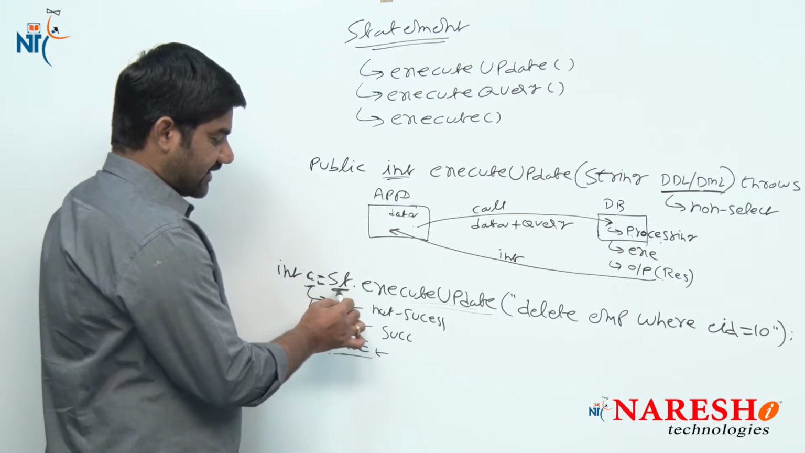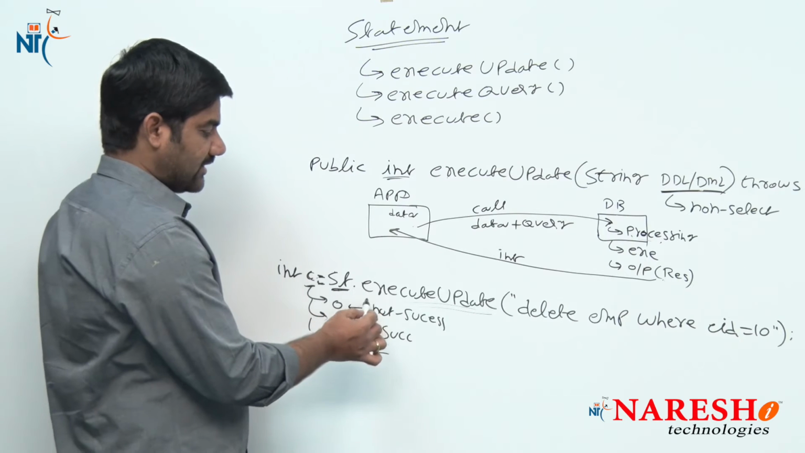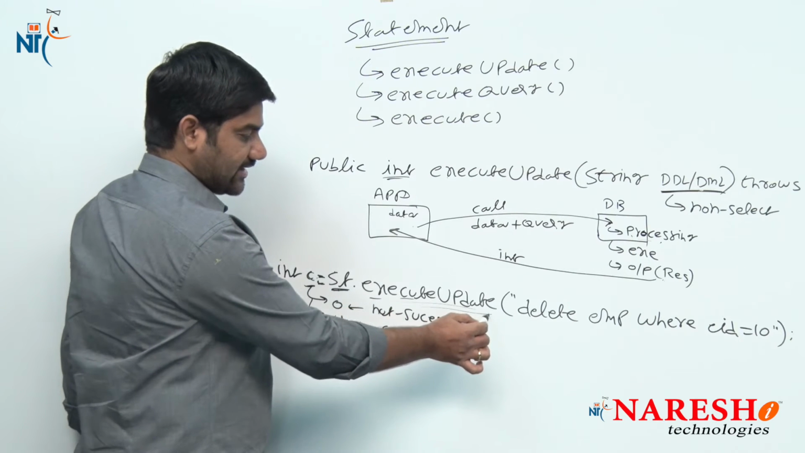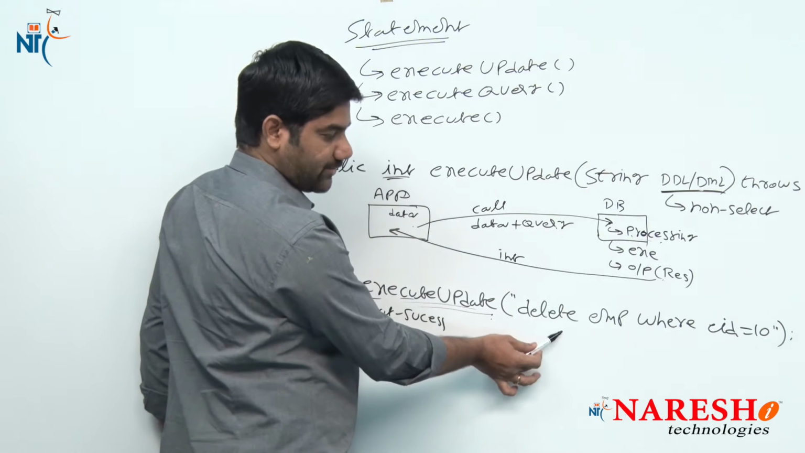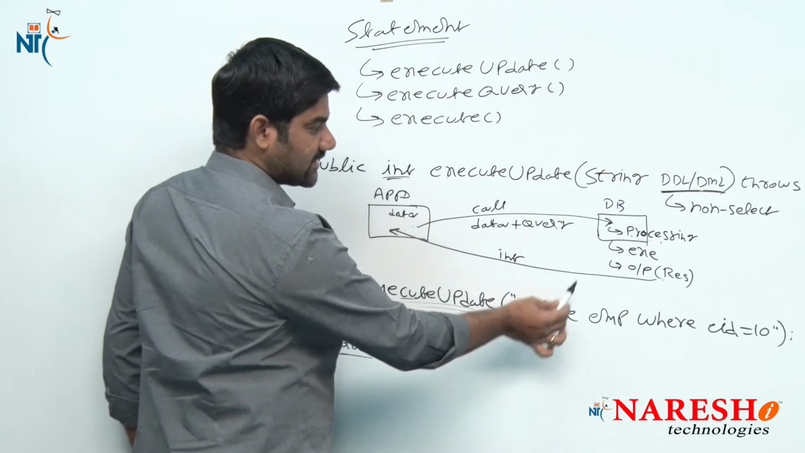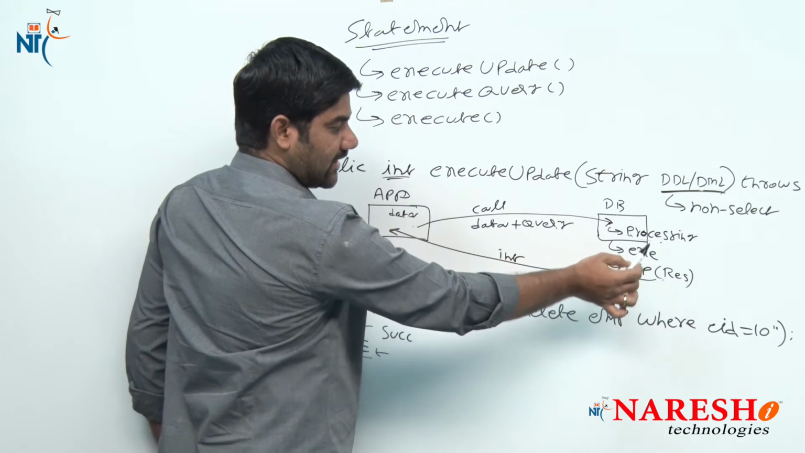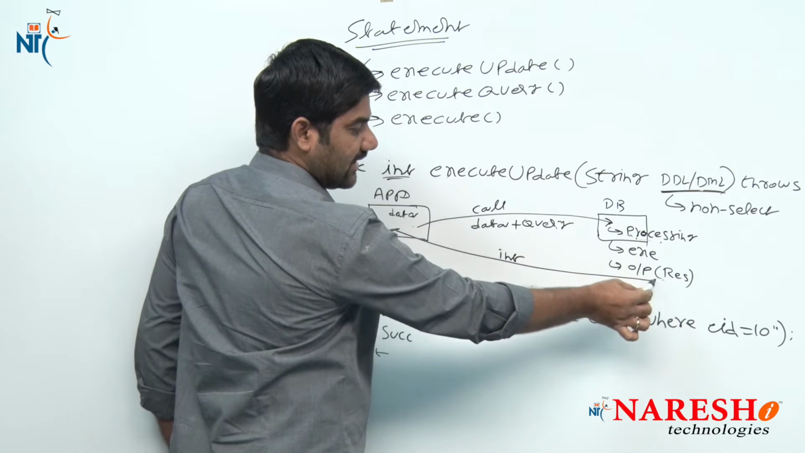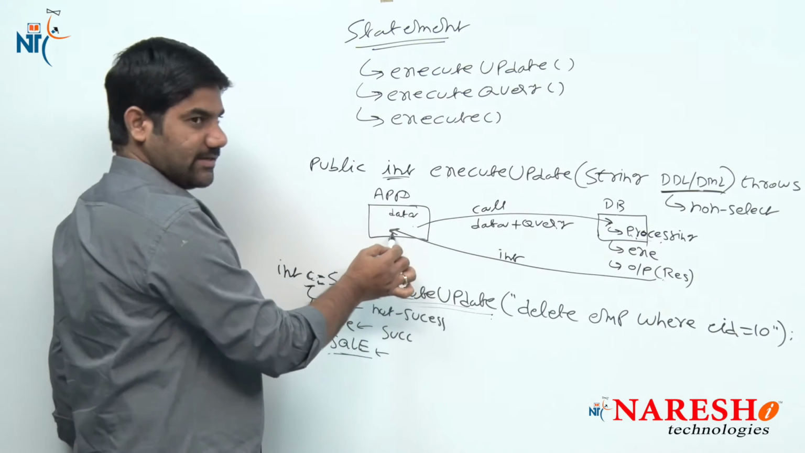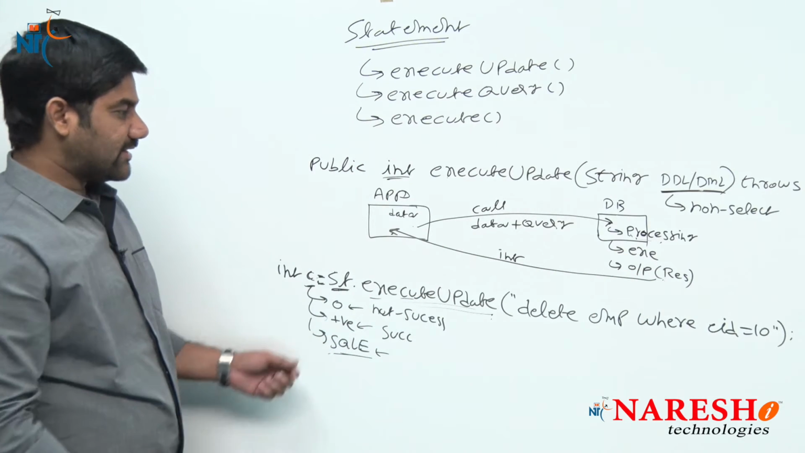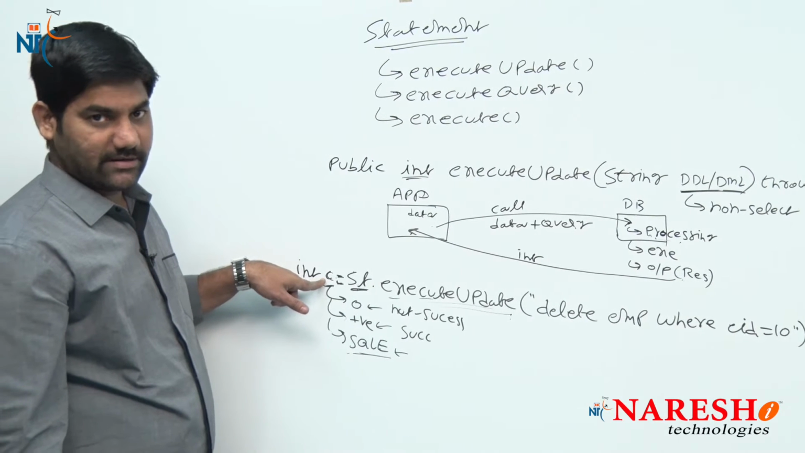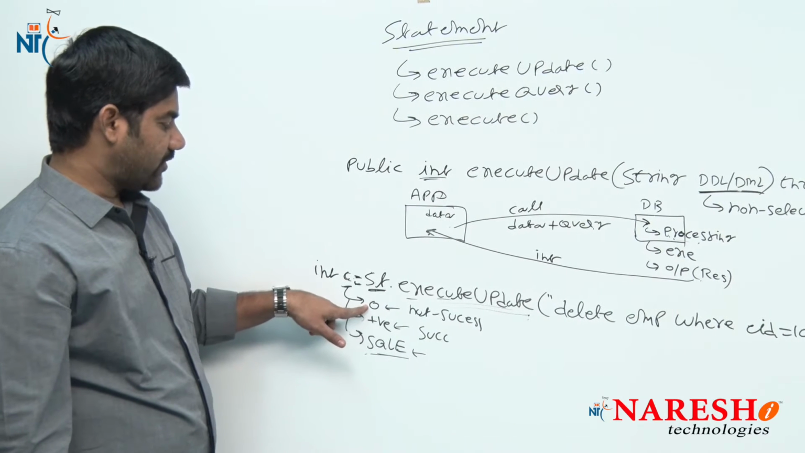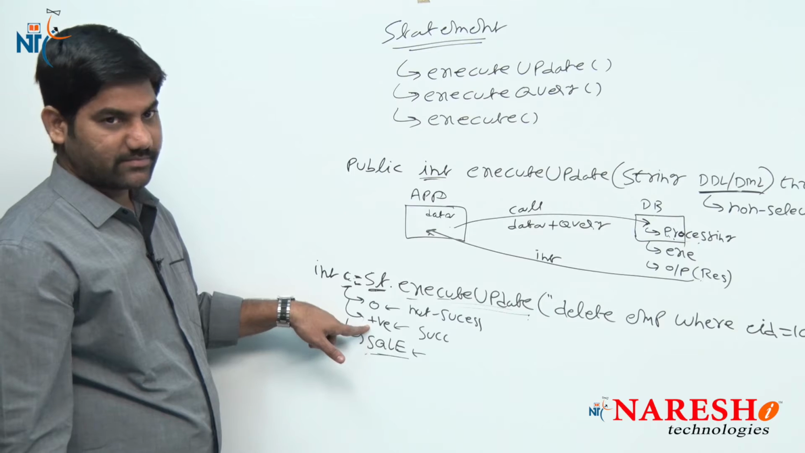Statement interface reference comes with an object, and it provides a method, executeUpdate. The executeUpdate method takes one query as a parameter, and this query is submitted to the database. The database processes the query and sends the result back to your application. The result returned from the database we are going to catch in one count variable here. That value is either 0 or a positive value.